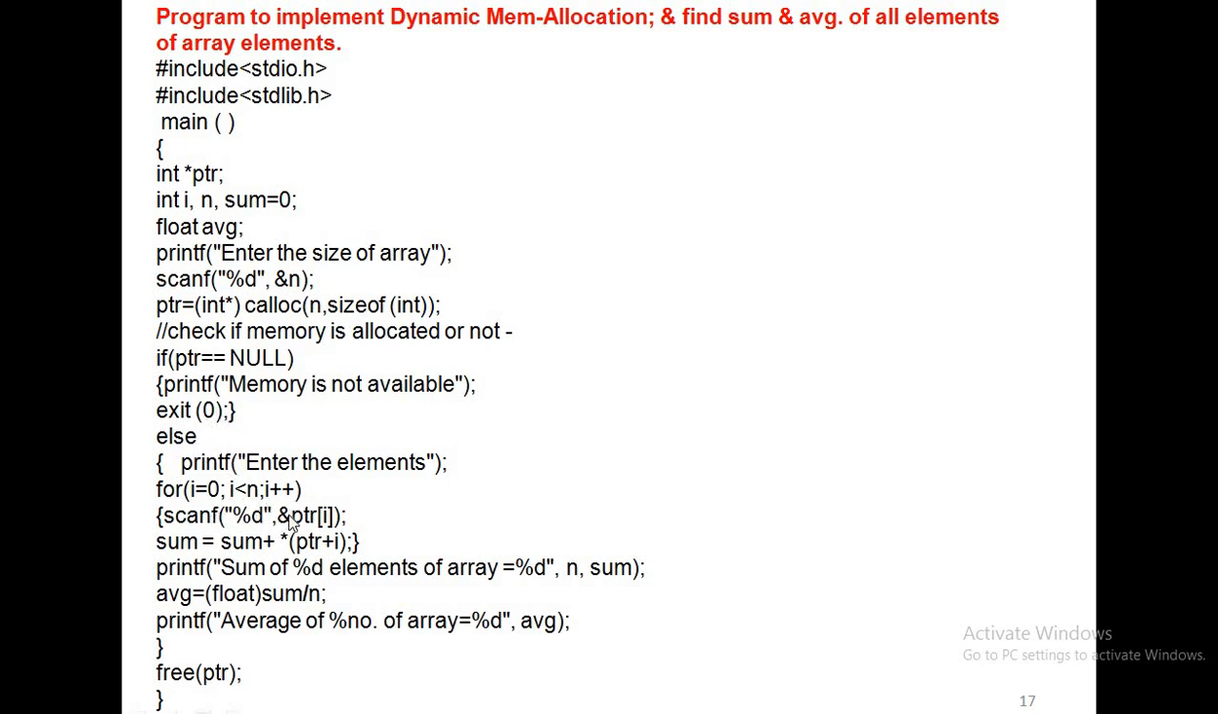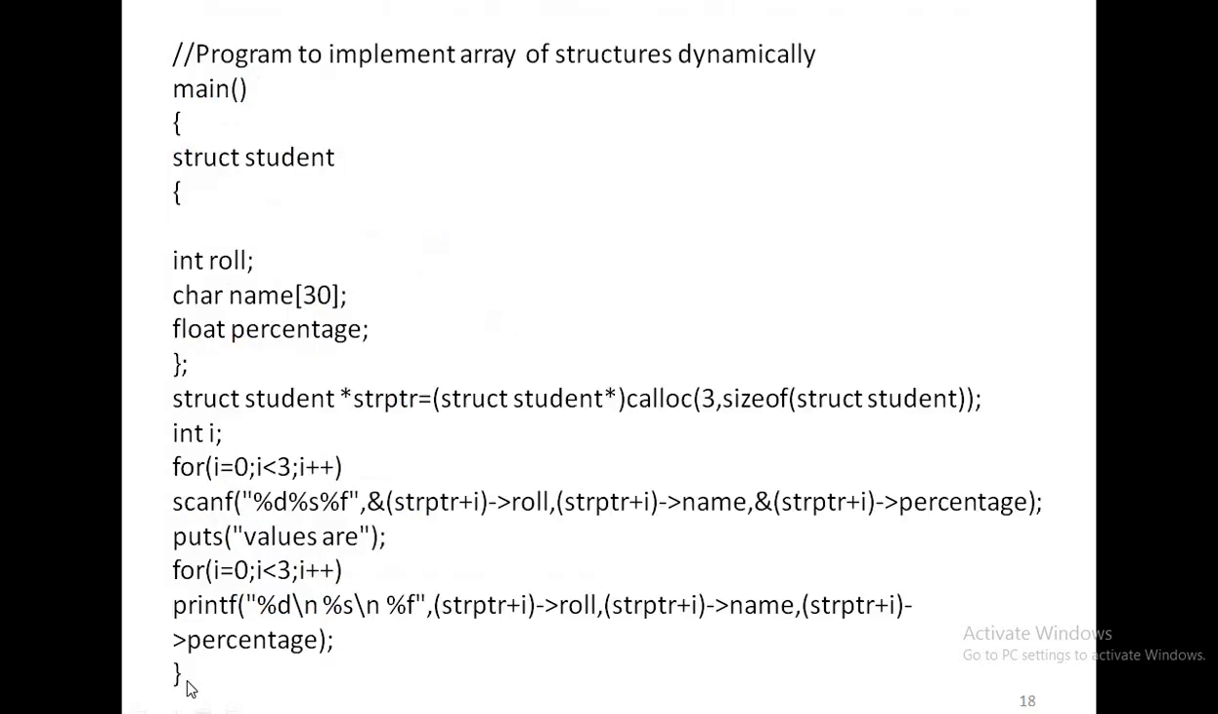So a for loop will be run, entering the elements in that particular place, then summation of all elements has been done, then the average has been calculated and printed. After that task, ptr has been freed.